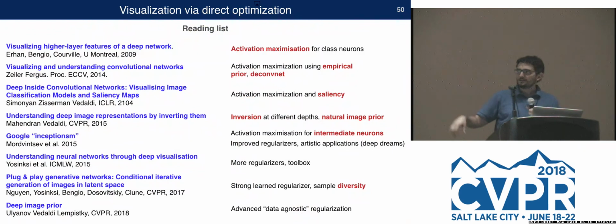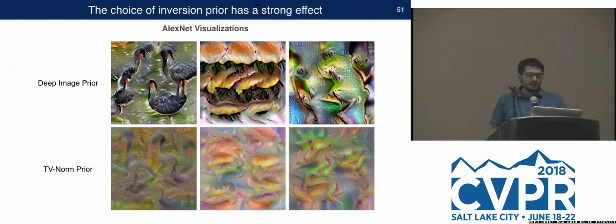There is a lot of work in this area by many, many people, and there is no way I can do justice to it here. There's another thing, however, I would like to discuss, and that's the importance of this prior that I've been using to do the inversion. So here you see two kinds of visualization compared. On the top, we have this deep image prior. On the bottom, we have the simple TV norm. So you see that there is a drop in quality if I use the TV norm prior, but you can still sort of see the same kind of signal in the reconstructions.